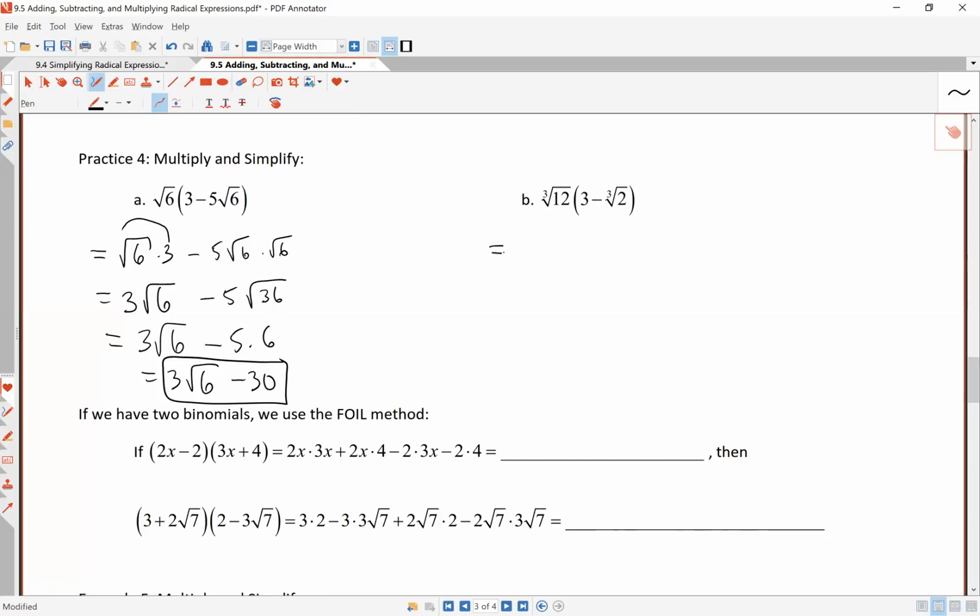When we multiply cube root of 12 times this difference, we have 3 times the cube root of 12. Since the 3 doesn't have a radical around it, you cannot put it with the 12. It's got to be on the outside. Minus 3, or cube root of 12 times 2, which is 24. 3 cube root of 12 minus 24 is 8 times 3, giving us cube root of 8, which is 2 cube root of 3.